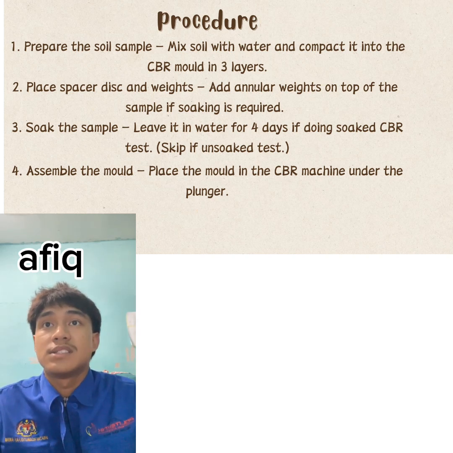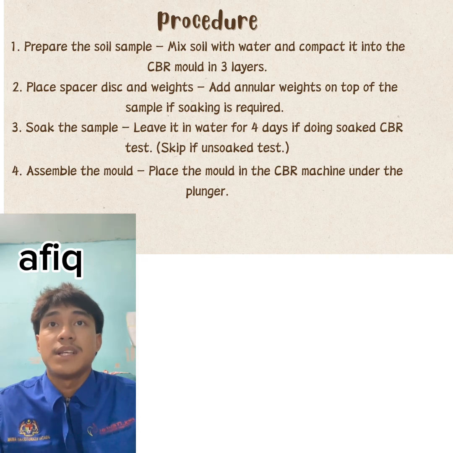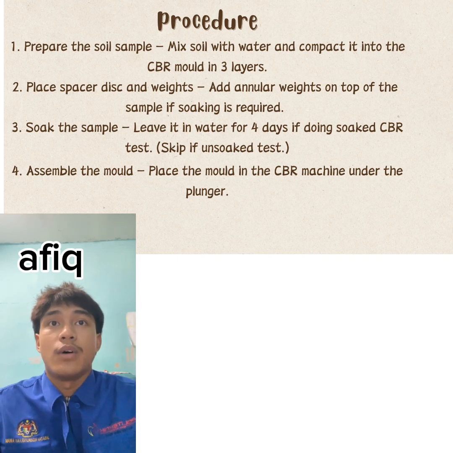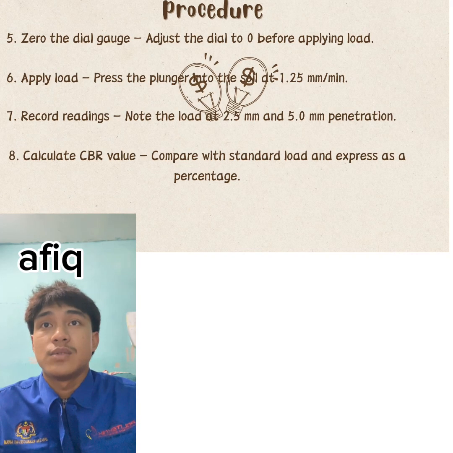A surcharge weight of 2.5 kg is placed on the top surface of the soil. The mold containing the specimen is placed in position on the testing machine. The penetration plunger is brought in contact with the soil and a load of 4 kg is applied so that contact between soil and plunger is established. Then dial readings are adjusted to 0. Load is applied such that the penetration rate is 1.25 mm per minute.